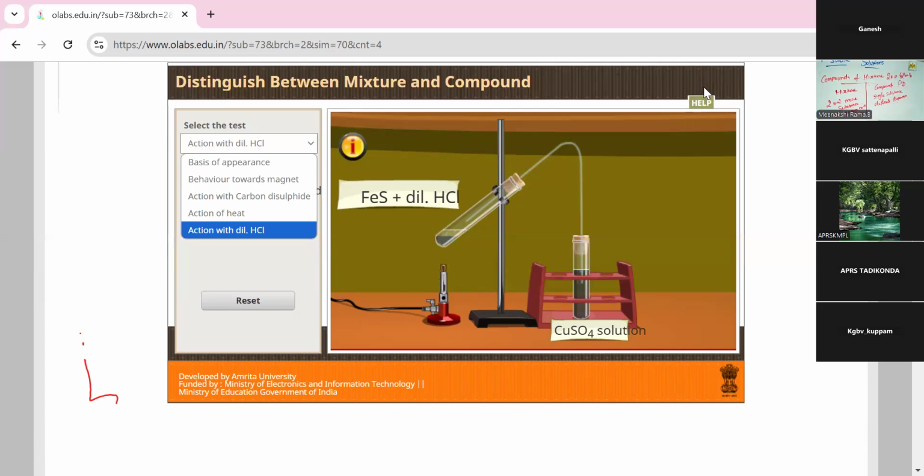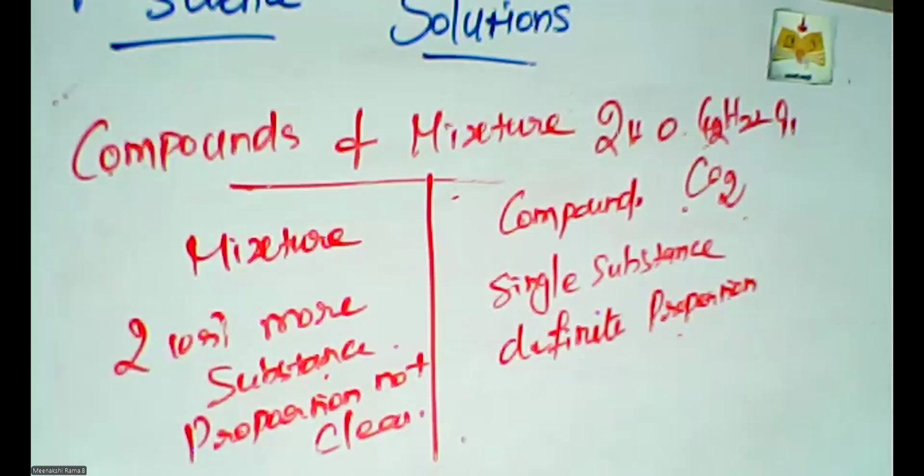Okay, students, is there any doubt? Sorry, time is up. What did we learn in this session? Types of solution, that is true, colloidal and suspension. And then the next topic is compound and mixture. What is compound? What is mixture? What are the properties? And what is emulsion also? So please read the topics.